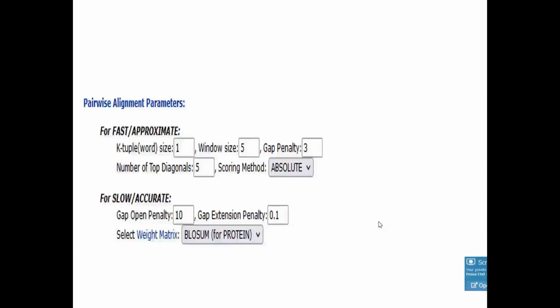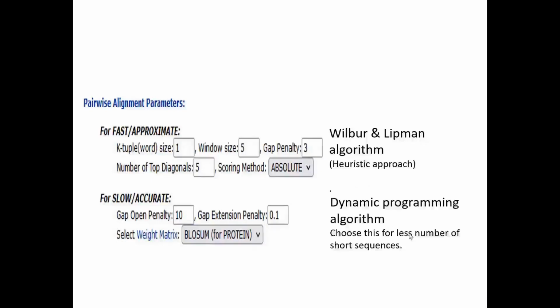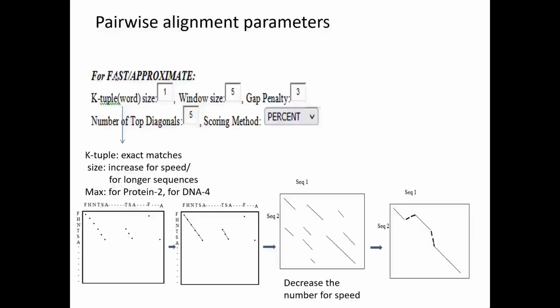The fast and approximate method follows the Wilbur and Lipman algorithm, which is a heuristic approach. The slow and accurate method follows a dynamic programming algorithm, so this is chosen only when you have a small number of short sequences. These are the parameters for fast and approximate pairwise alignment. The first is k-tuple or word size. K-tuple or word size represents exact matches between the two sequences to be aligned.